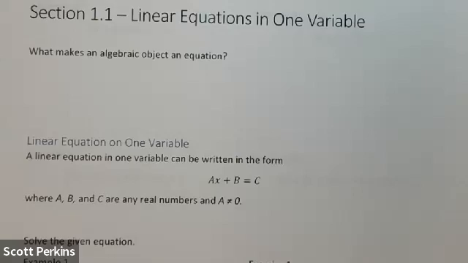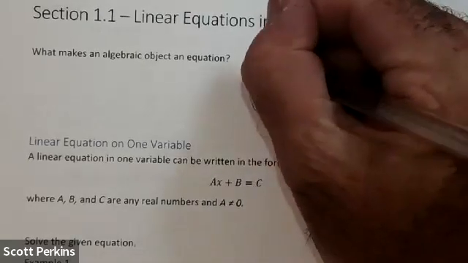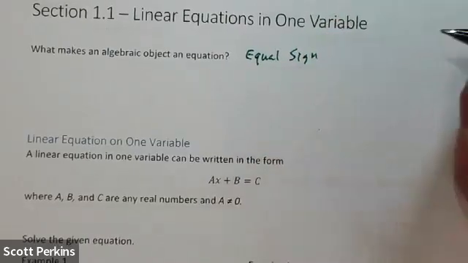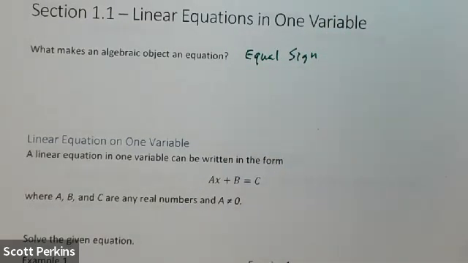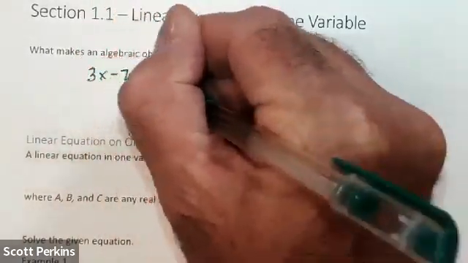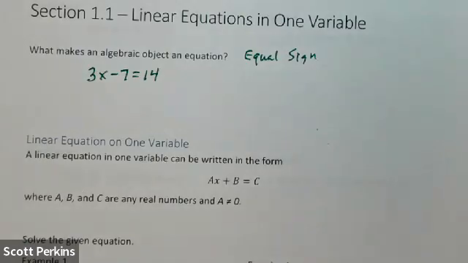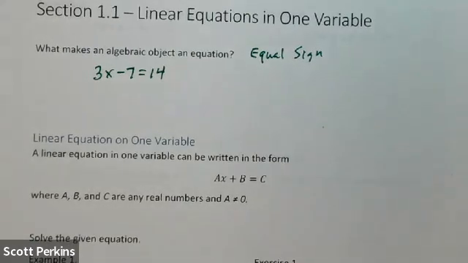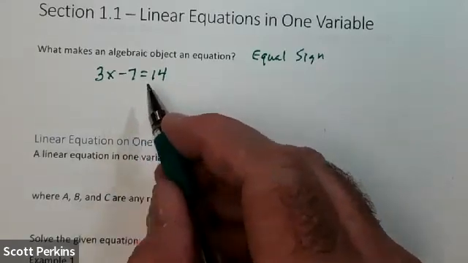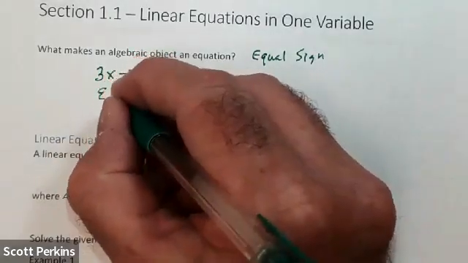There's an equal sign. Yes, wasn't that a remarkably easy one? I know, it was too easy. You didn't think it was right. There's an equal sign. So for instance, if we see this right here, this object, 3x minus 7 is equal to 14, that's an equation. How do I know it's an equation? There's an equal sign right there. That means that there's two sides to this thing. So this is an equation.